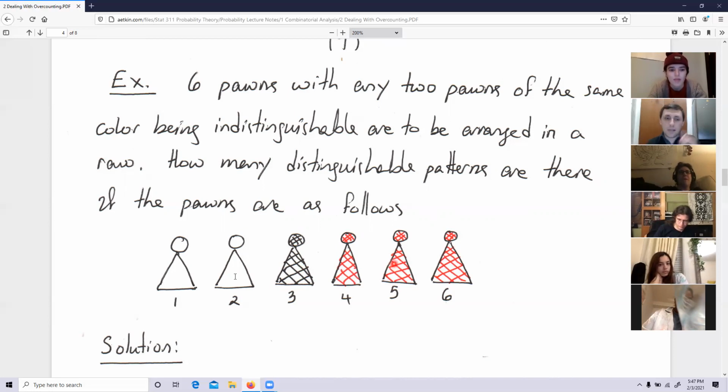Obviously white, white, black, red, red, red is distinguishable, as is white, black, red, red, red, white. I can distinguish the sequence in which the whites appear, the sequence in which the blacks appear, but I cannot distinguish, let's say, if I swap two whites together or I swap any two reds together. So how many linear orderings are there?